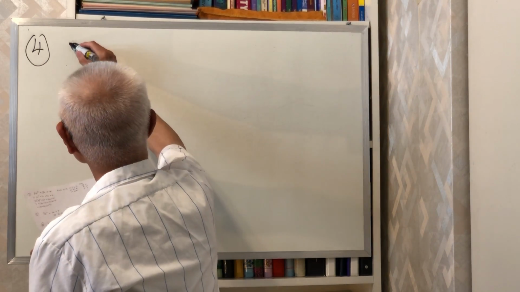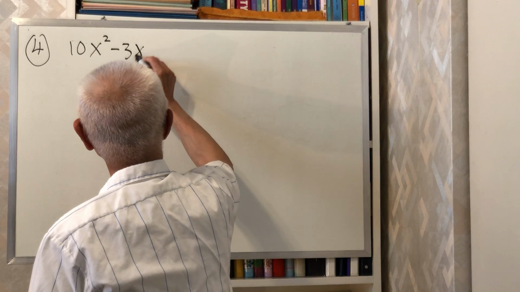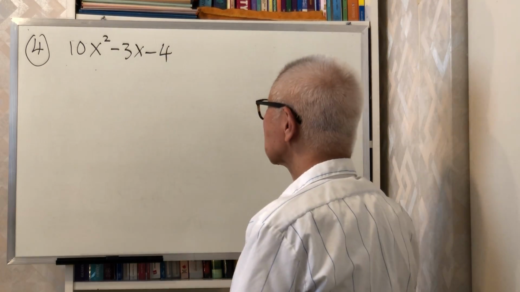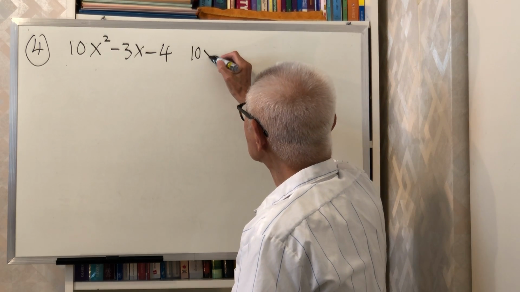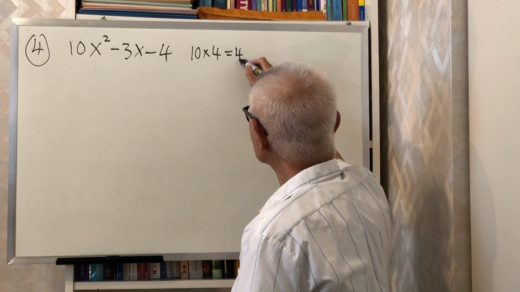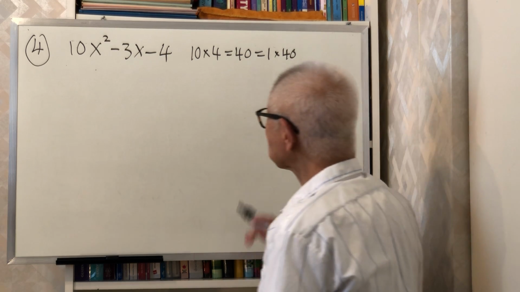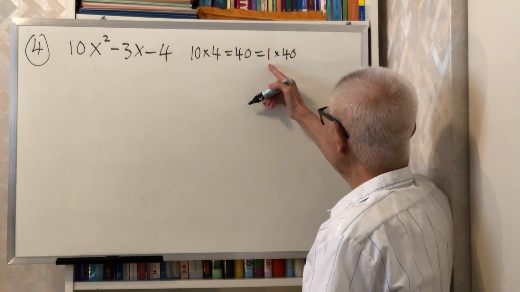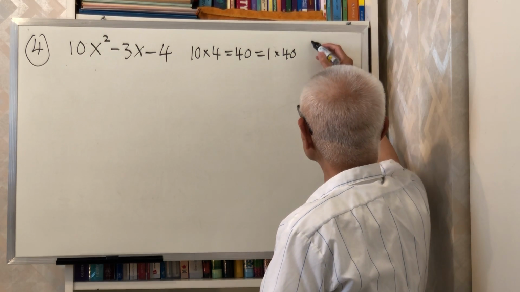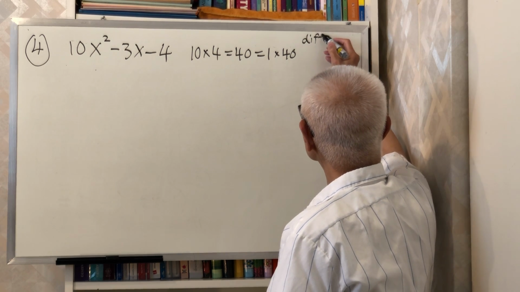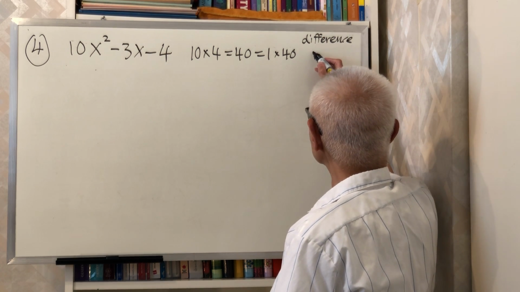Example 4. Ten times 4 is 40. 40 is 1 times 40. Now this time, I am not going to add 1 and 40 because this is a minus sign, so I need to take the difference. The difference between 1 and 40 is 39.